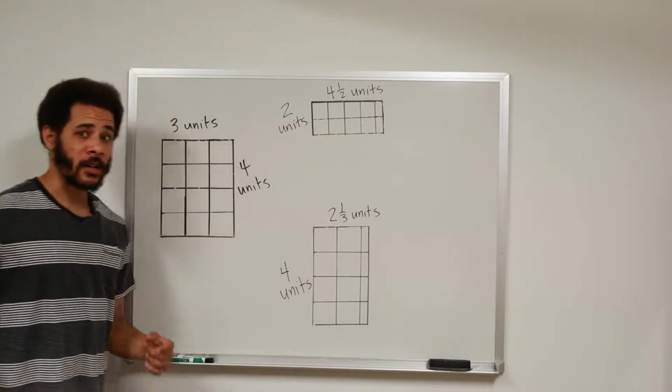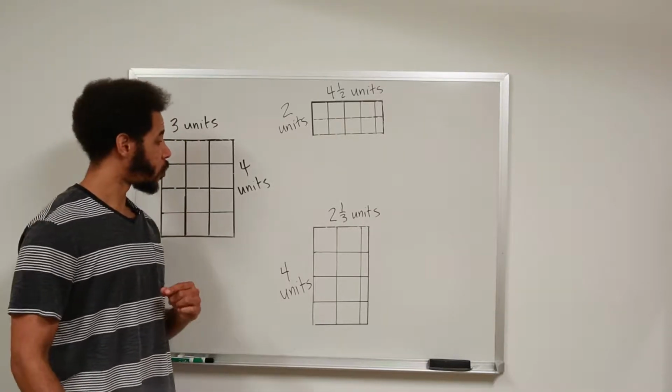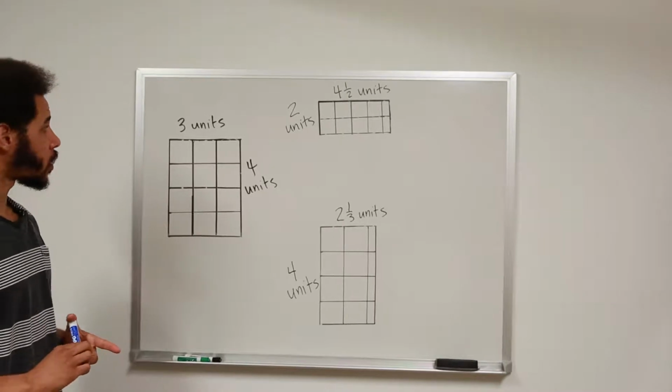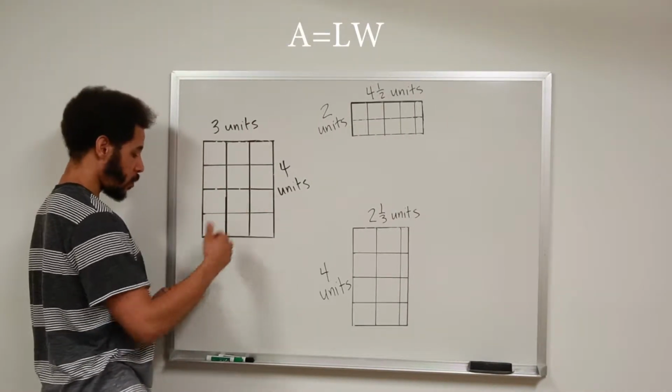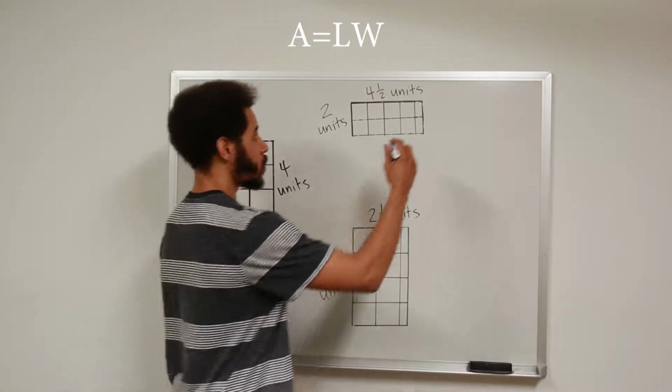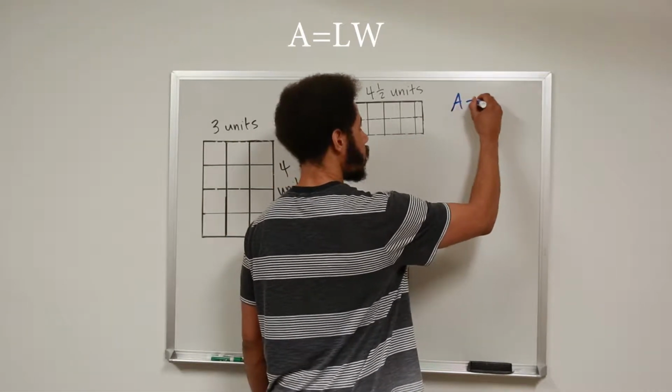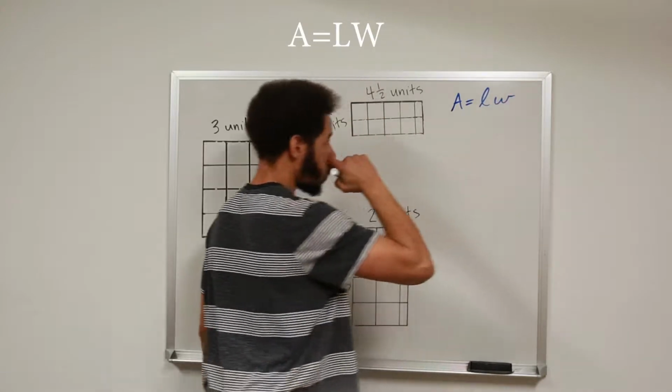So today we're going to talk about how to find the area of a four-sided figure, a rectangle or a square. Pretty straightforward. We have a number of rows and columns and we want to see how many square units we have. You're probably familiar with this little formula right here. Area equals length times width.